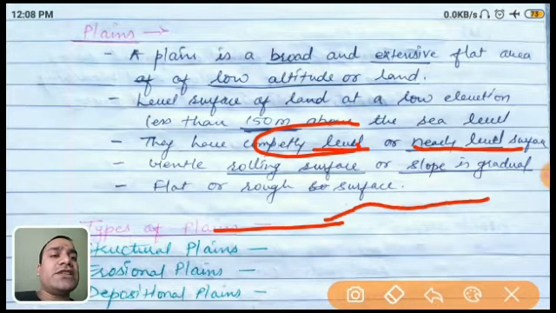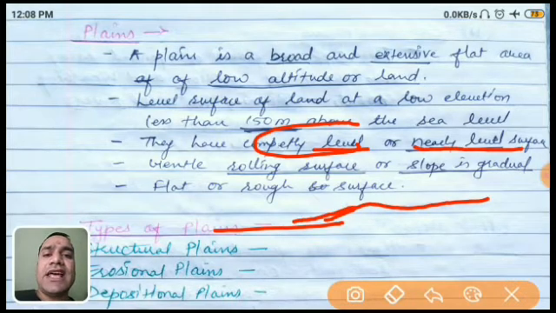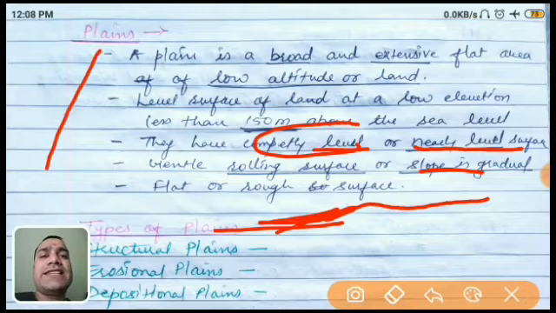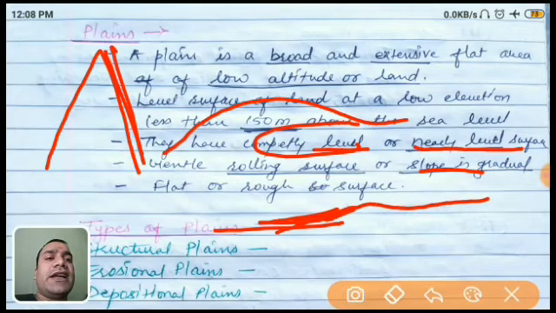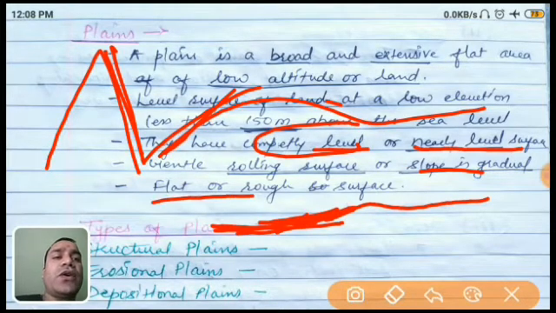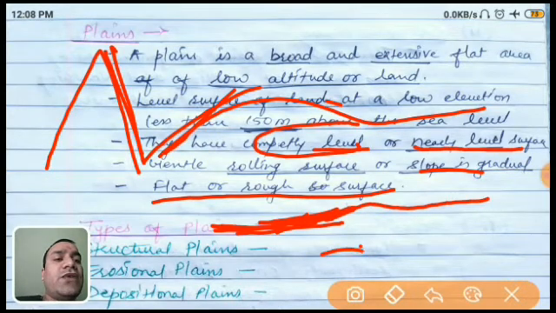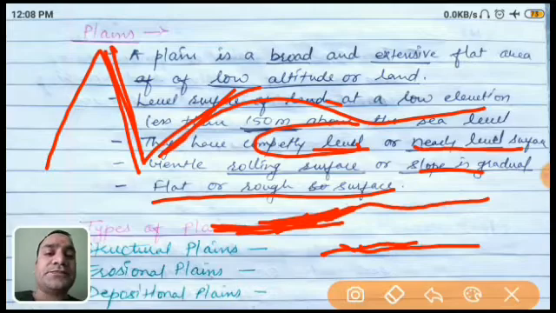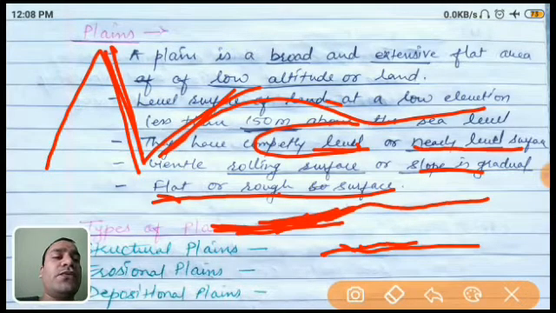Gentle rolling surface means sometimes the surface is also rolling, just like you have seen in the agriculture field. They also have a rolling surface and the slope is gradual. We have seen the steep slope in the mountains, and in the plateau the gentle slope, but in the plains the slopes are very gradual. And a flat or rough surface, rough like the agriculture field I already explained, which has some rough surfaces. So just remember it is a flat or rough surface.